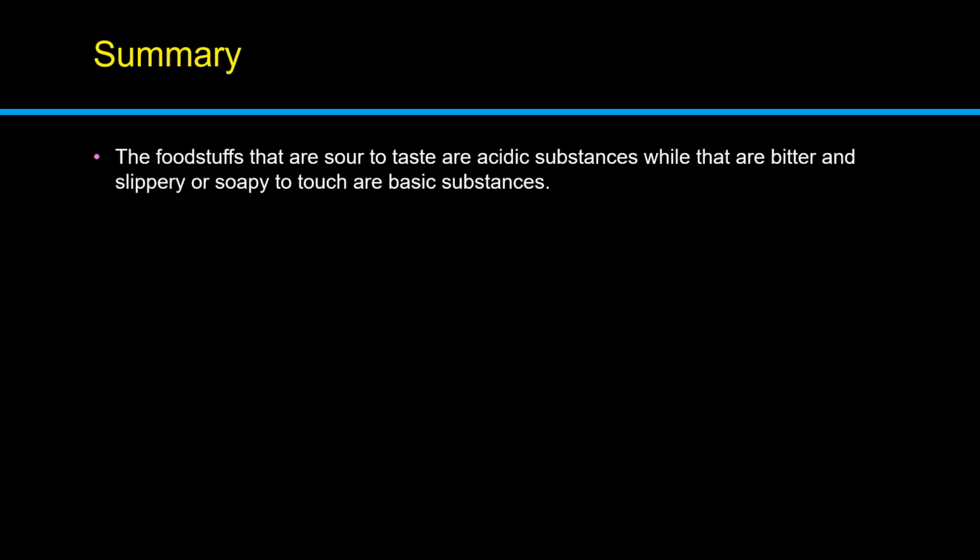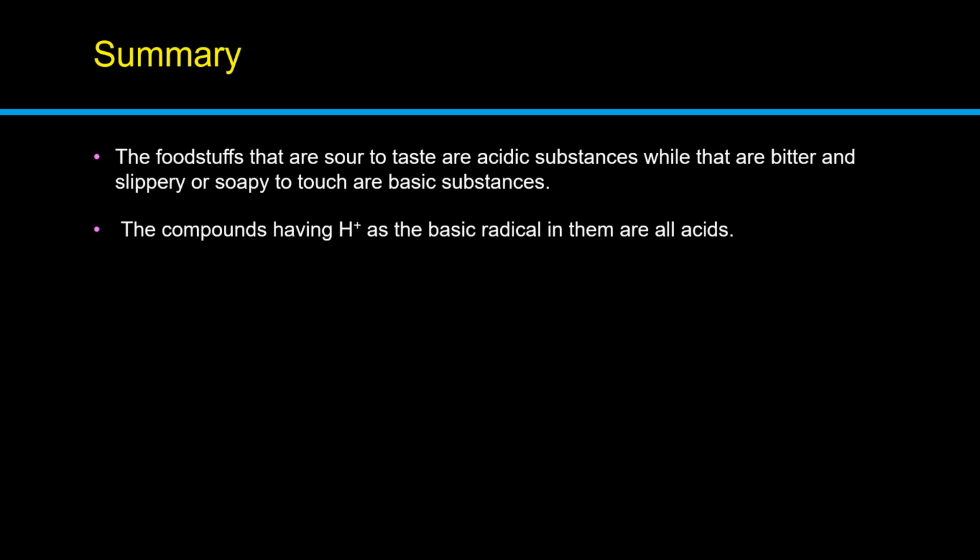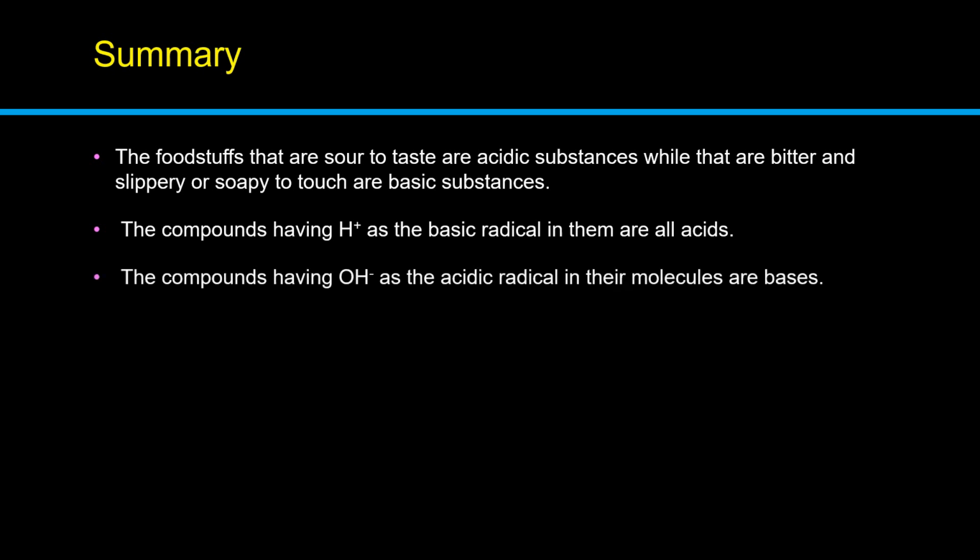We have learned a lot about acids and bases, children. We will summarize this module. The foodstuffs that taste sour are acidic substances, while those that are bitter and slippery or soapy to touch are basic substances. The compounds having H plus as the basic radical are called acids. The compounds having OH minus as the acidic radical in their molecules are bases.